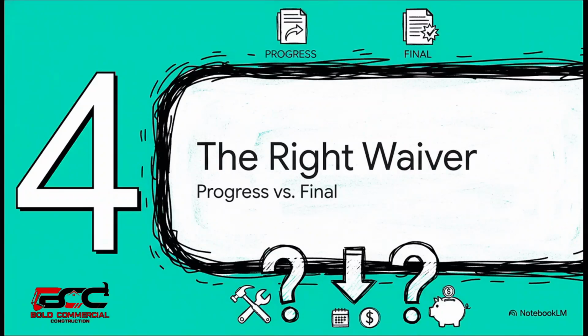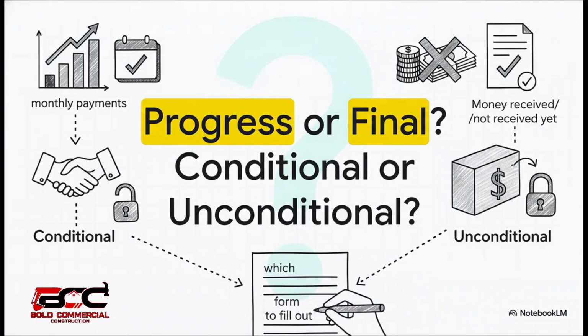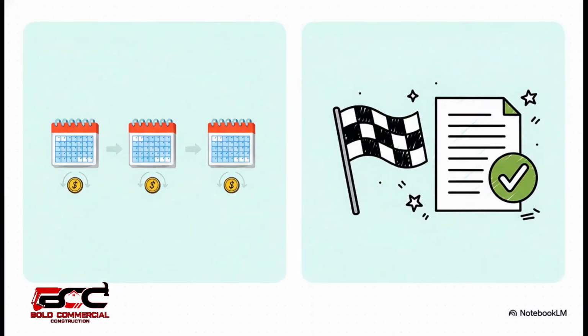But really, the choice just comes down to answering 2 simple questions. These 4 little words define every waiver, so you just have to ask yourself, is this a regular monthly payment, or is it the very last one? And second, have I actually received the money yet, or am I submitting this waiver so I can get paid? Answering those 2 questions tells you exactly which form you need to fill out. Okay, let's break it down. First up, progress versus final.